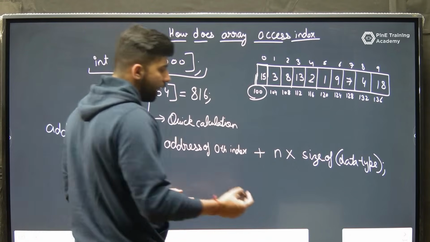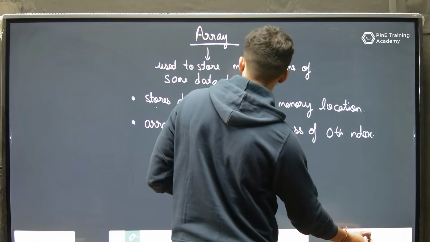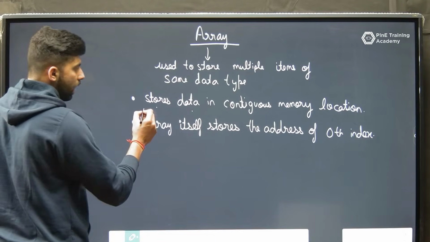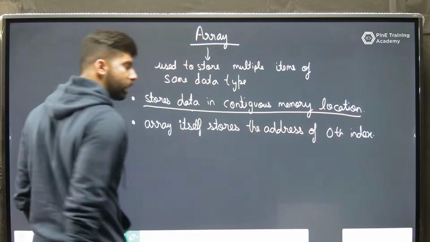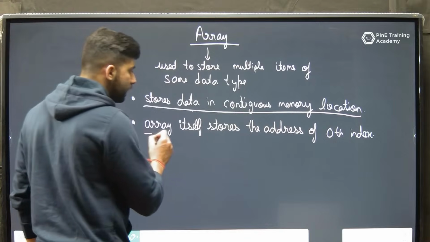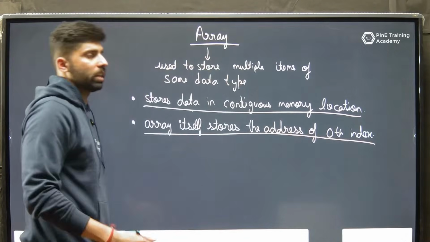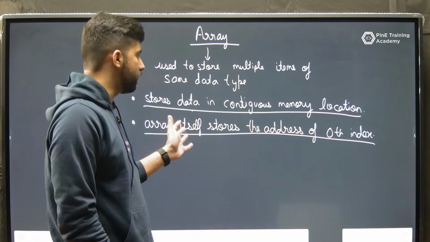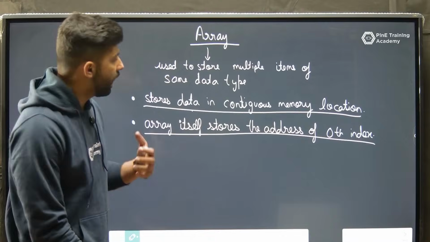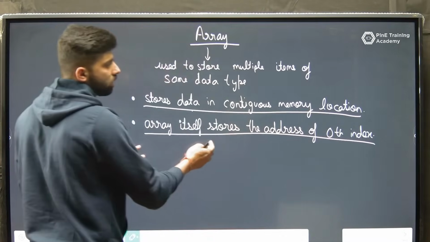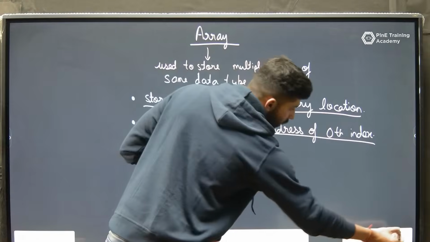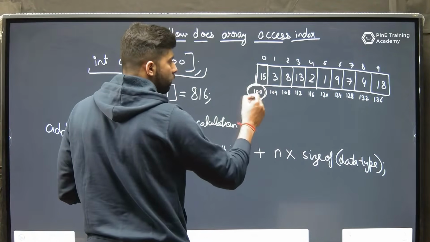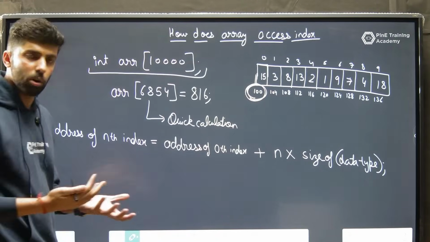Now if you remember, I told you about two properties of an array. First, it stores data in a contiguous memory location, and second, the array itself stores the address of the 0th index. So the array just stores the address of the 0th index, and with the help of this it can access any other element. Using this, the formula works properly. So the address of the 0th index is 100, which is stored by the array.